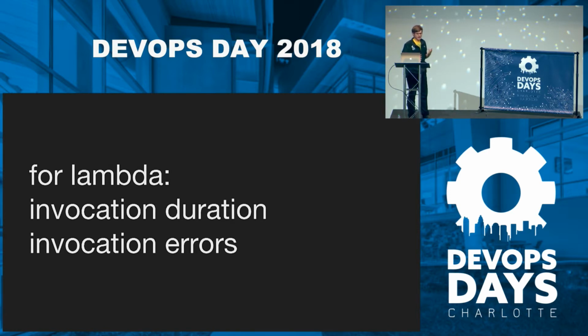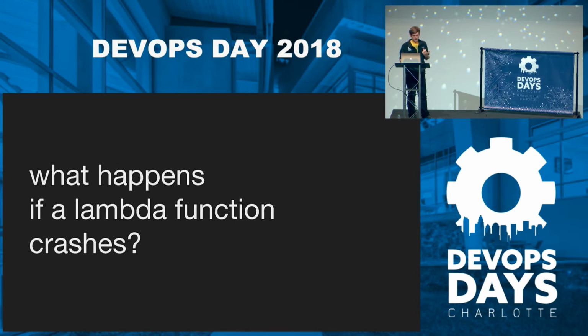You also care about invocation errors. So the model for a Lambda is it's going to run based on how you've configured it, but if it crashes or if you report back to the thing that called it that it failed, it considers that an error. So you should ask yourself throughout your Lambda development cycle, what happens if a Lambda function crashes? Because how you're using Lambda is going to change how you answer that question.